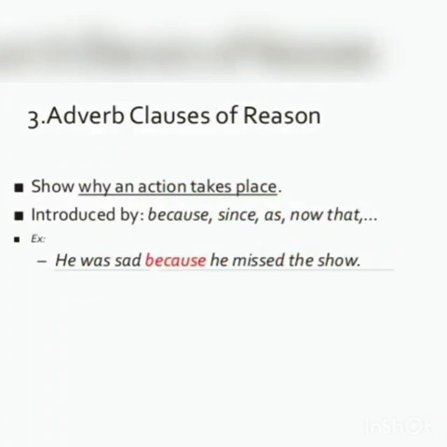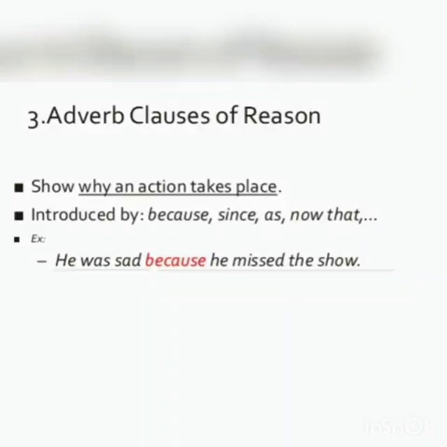Now, let's move to adverb clause of reason. Adverb clause of reason gives information about why an action occurs. It answers the question why. It usually is introduced by subordinating conjunctions like since, as, because, for, etc. Let us see an example. He was sad because he missed the show.